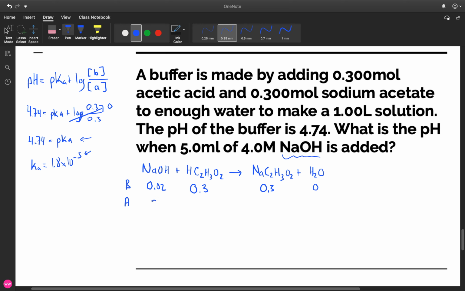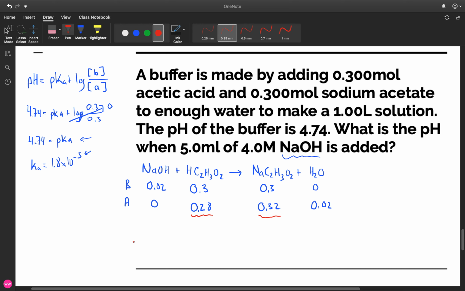The base. After this reaction runs to completion, I have no more sodium hydroxide. I have slightly less acetic acid, I have 0.28. I formed 0.02 moles of sodium acetate, and I formed 0.02 moles of water. But once again, this is all happening in water, so this last step isn't necessarily important. And wouldn't you know it, I have sodium acetate and acetic acid in solution. This is still a buffered solution.